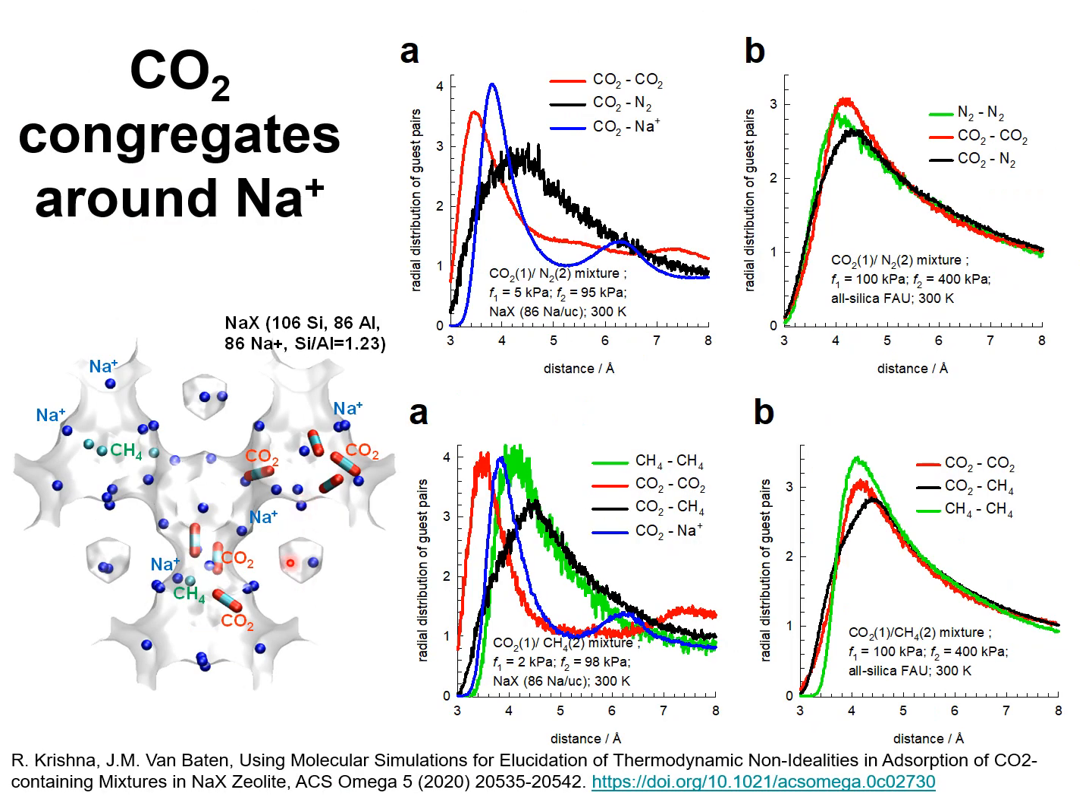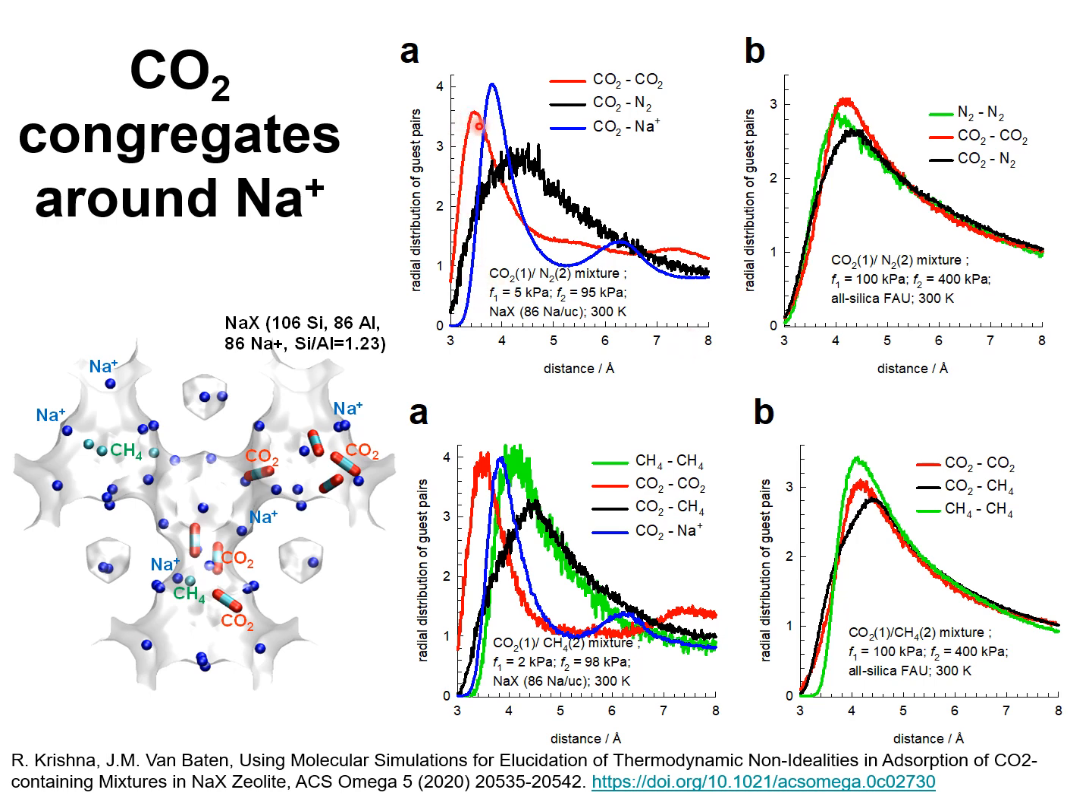We shall now demonstrate that the failure of the IAST is due to the inhomogeneous distribution of guest species within 13X zeolite. In particular, we wish to demonstrate that CO2 congregates around the extra framework sodium cations. In order to demonstrate this, we carried out CBMC simulation data to determine the spatial location of guest molecules within the host framework and the intermolecular distances. The radial distribution of guest pairs is plotted against the distance between the guest pairs.